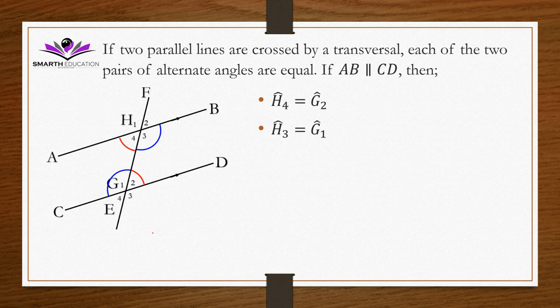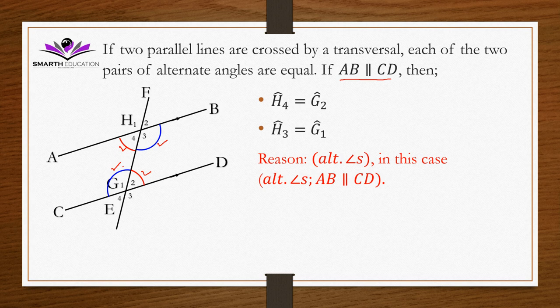And then if two parallel lines are crossed by a transversal, each of the two pairs of alternate angles are equal. If AB is parallel to CD, then angle H4 is equal to angle G2. Angle H3 is equal to angle G1. If the lines are parallel, then the alternate angles are equal. And then the reason we write, we say alternate angles, like in this case, we say alternate angles, and then we mention the parallel lines.